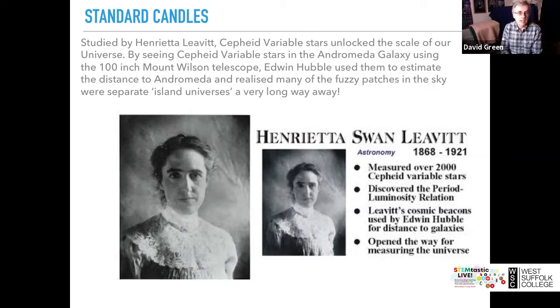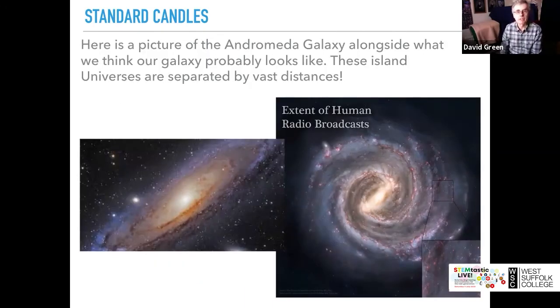And it turned out that the Andromeda Galaxy was millions of light years away. So it was a separate island universe. Okay, so there's a picture of the Andromeda Galaxy on the left there.